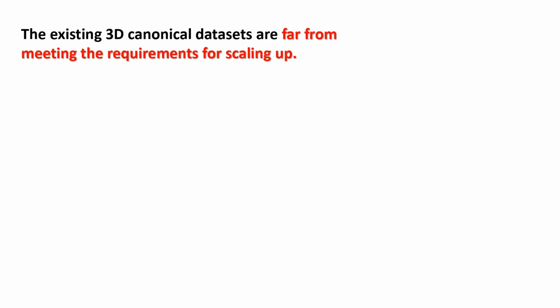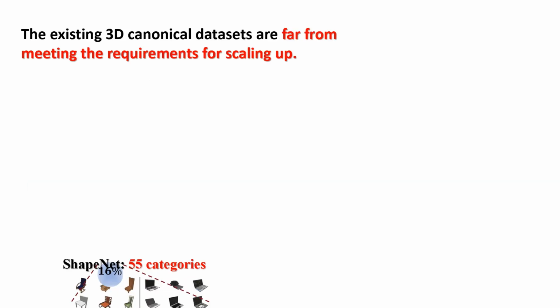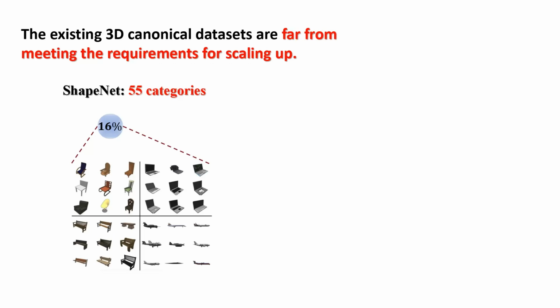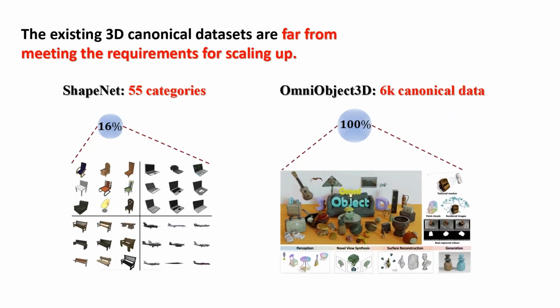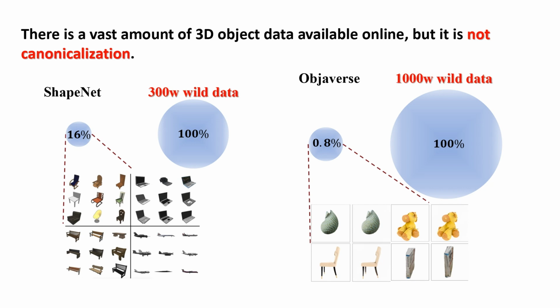However, we discovered that existing datasets aren't scalable. For example, ShapeNet has only 55 categories, and OmniObject 3D has just 6,000 canonical objects. On the other hand, there are tons of 3D object datasets online, like Objaverse, which contains 10 million items. The catch? Most of these datasets lack cleaning and canonicalization, making them difficult to use for training methods.